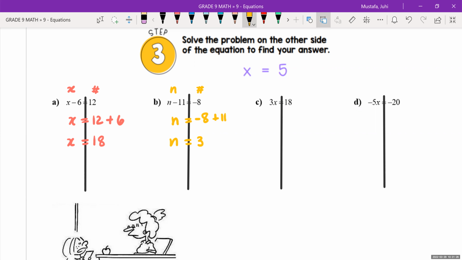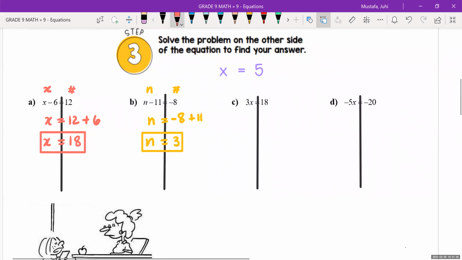And by the way, yes, we are still going to be boxing all of our answers. So make sure you're still doing that for your final answer. You can underline it, of course.